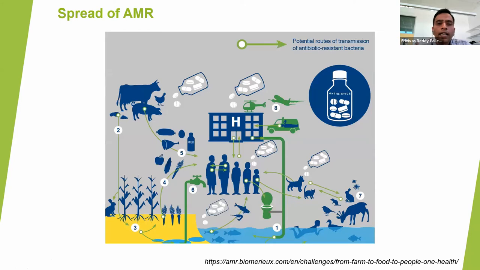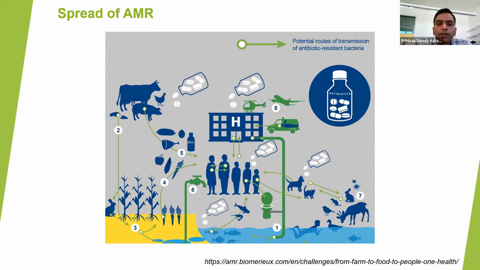We see that antibiotics are used in animals as growth promoters or for preventive measures, they are used in hospitals, as we all know, and they are also used to treat animals. They are used in the fisheries industry. So what will happen? The more antibiotics are used in animals and hospitals, the more this leads to the development of antibiotic resistance individually.